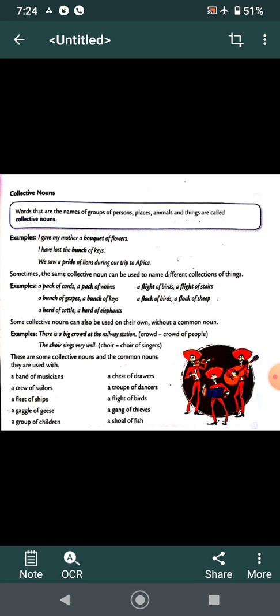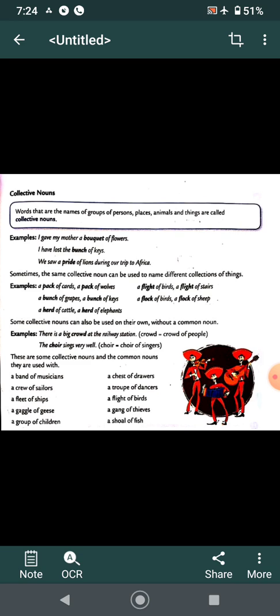I have lost the bunch of keys. We saw a pride of lions. It's not lion, it's lions. During our trip to Africa. Sometimes the same collective noun can be used to name different collections of things. Example, a pack of cats, a pack of wolves, a bunch of grapes, a bunch of keys, a herd of cattle, a herd of elephants, a flight of birds, a flight of stairs, a flock of birds, a flock of sheep. Some collective nouns can also be used on their own without a common noun.